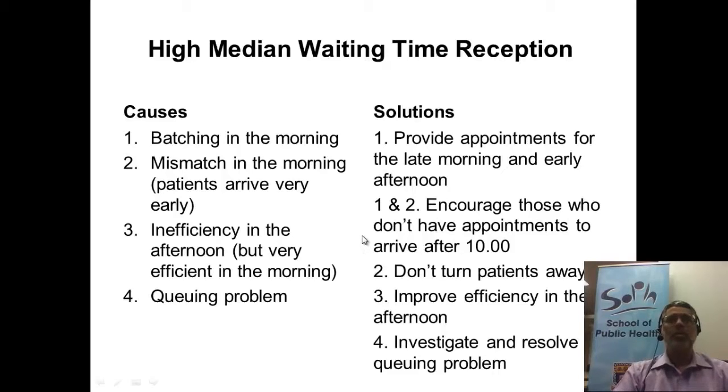So, we've looked at the causes of the high median waiting time, and indeed the high waiting time at the 25% and 95% cutoffs as well for reception. We've shown what they were, and suggested solutions to decrease them. And if these solutions are implemented, indeed the waiting time would come down dramatically.